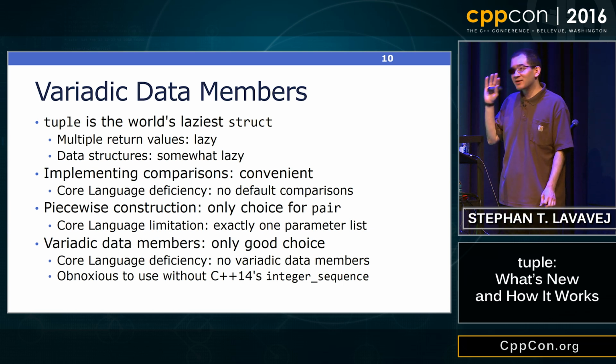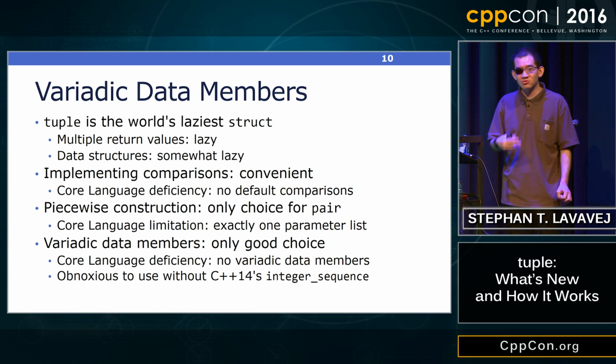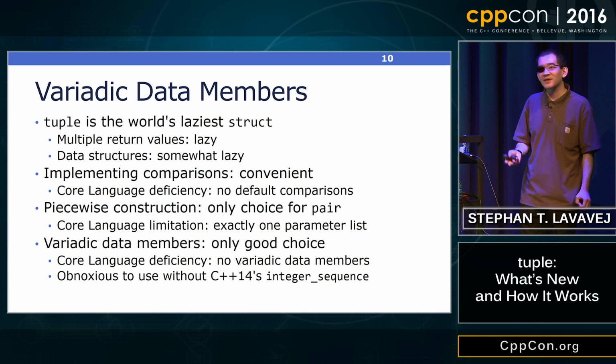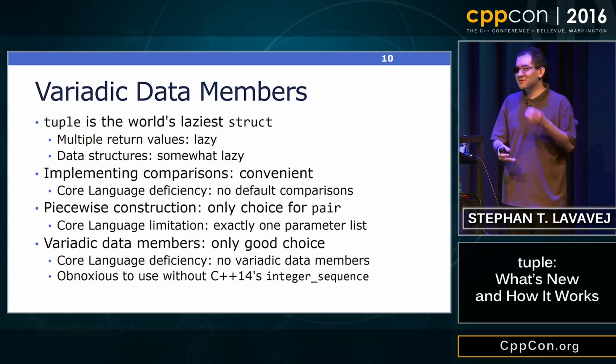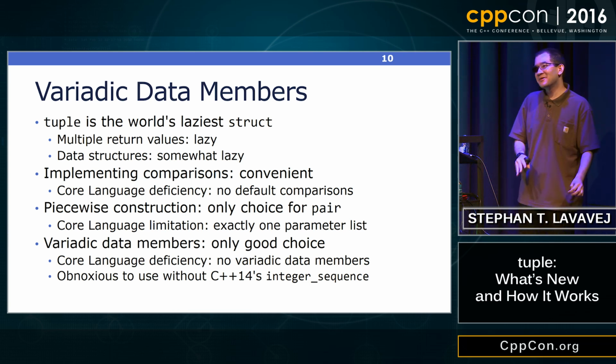Now, when it comes to variadic data members, I basically say that tuple is your only good choice, because there's no way in a variadic template to say, types... members and get a variadic pack of data members. It'd be really cool if you could do that, but you can't.